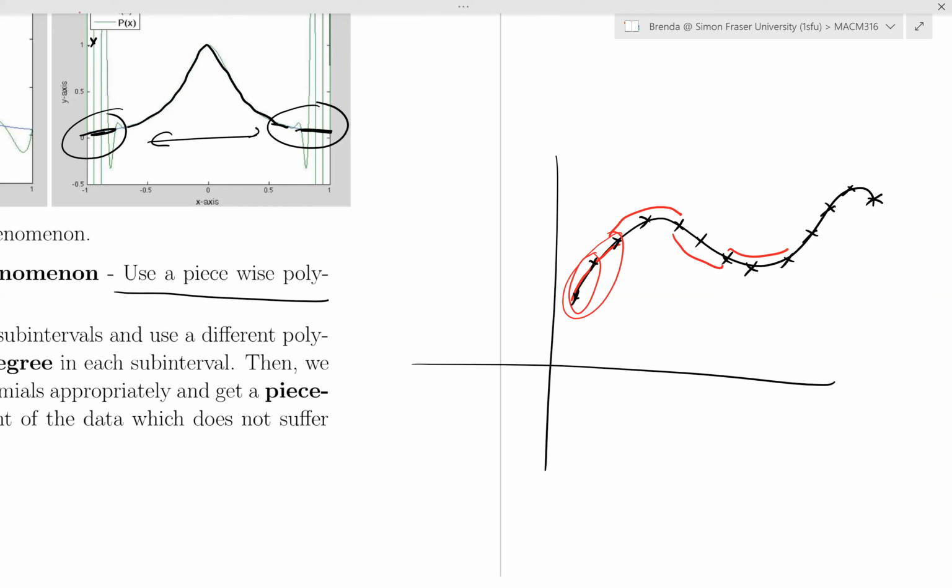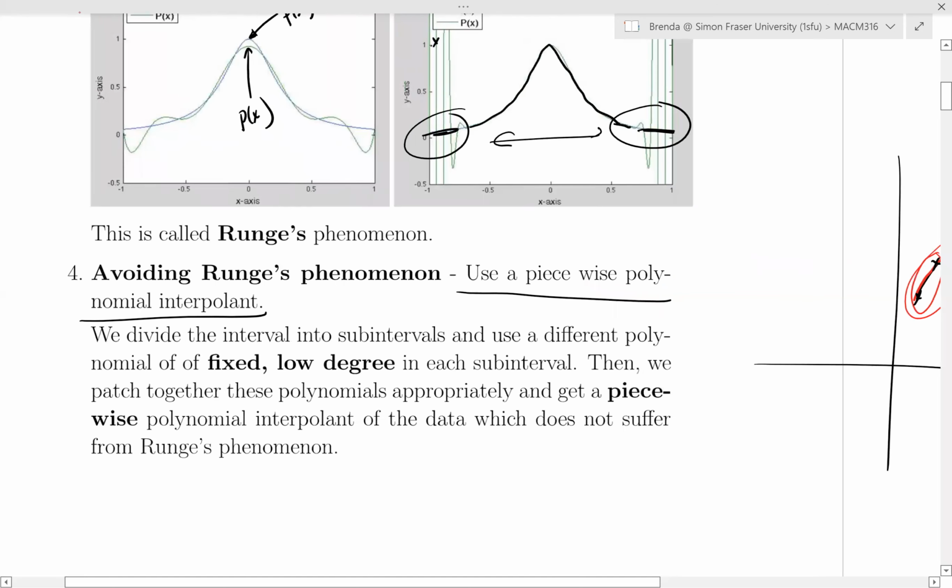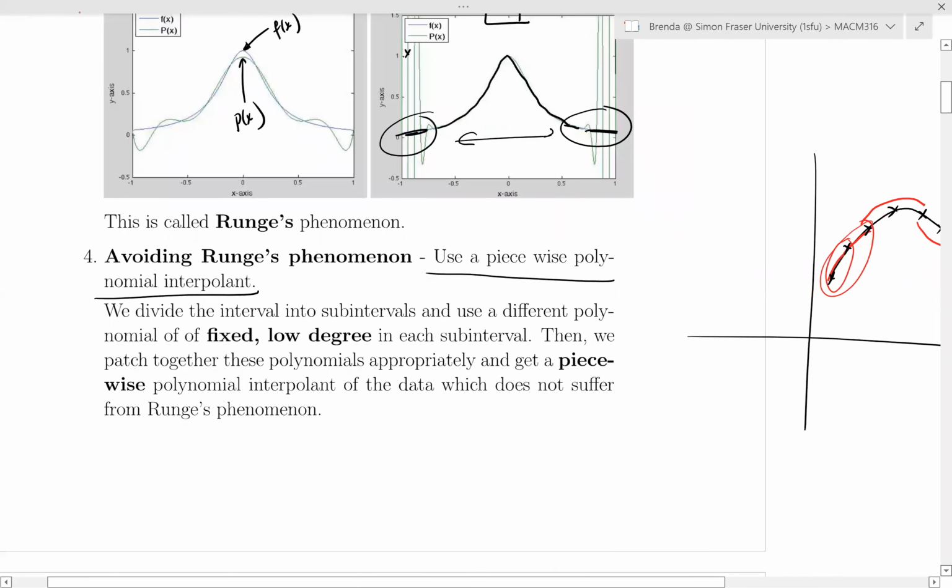We're going to go through the options here and see what works well. It's a really good question, and that's exactly what we're going to do. So we divide into subintervals and use a different polynomial in each one. We patch them together, and we get what we call a piecewise polynomial, because it's not the same polynomial across the whole thing. It's supposed to fit fairly well, and we get rid of Runge's phenomenon. That's the goal here.